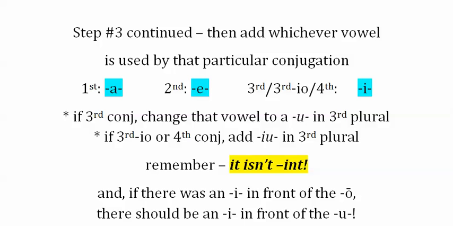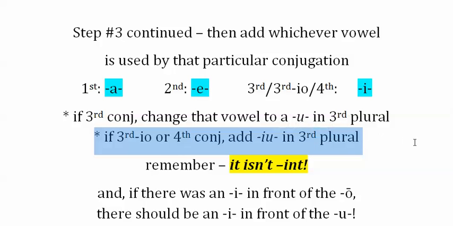Now that we know the conjugation, we can continue with step 3 and add our vowel in. The vowel depends on the conjugation, which is why we determined that first. Third-io and fourth all prefer the vowel I. There is, however, one exception we need to note. For third-io and fourth conjugations, when we get to the third person plural, we aren't just going to add an I, we need to add an IU.